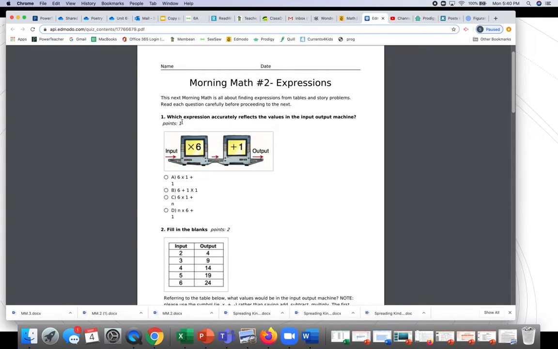The first question was, which expression accurately reflects the values in the input-output machine? The first value is this, and then the second value is this. So we know that we would attach the variable to the first machine. So it's going to be 6 times our number, and then we would add on 1. So the answer for this one is D.